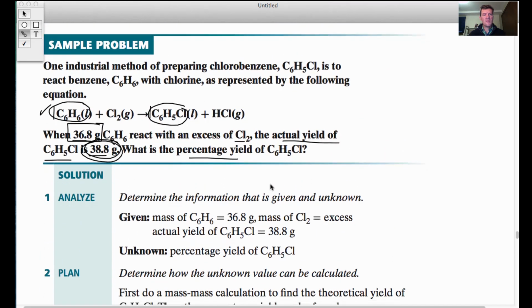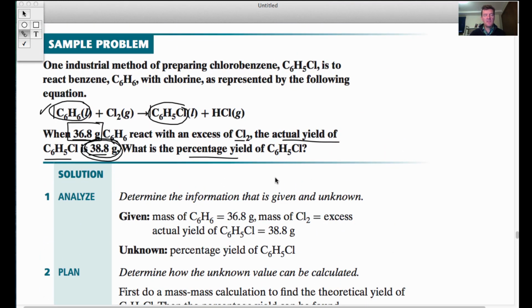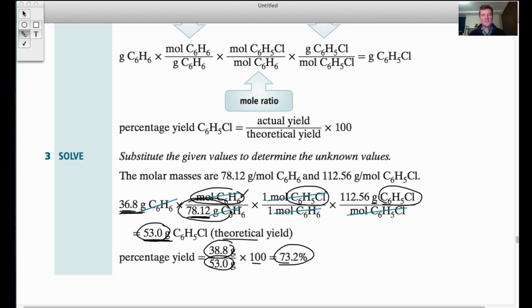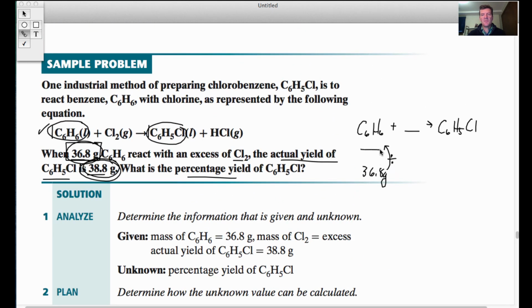Now, if you prefer my table method, great. This basically is your C6H6. I'm just going to write down the two things that we're looking at. We are told 36.8 grams of this. That's your mass. So if I go this way, I divide by the molar mass. That's what I did right here. I divide by the molar mass of C6H6, and that gives me the number of moles.